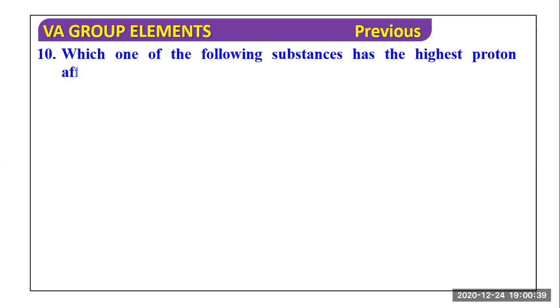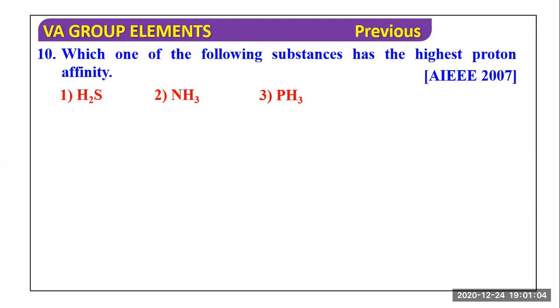Now the next question. Which one of the following substances has the highest proton affinity? Option 1, is it H2S? Option 2, is it ammonia? Option 3, it is phosphine. And option 4, is it water? So what will be the answer?